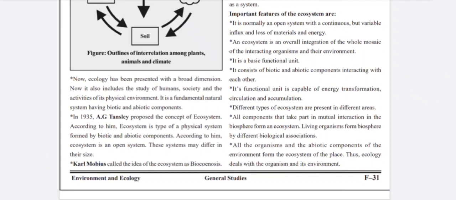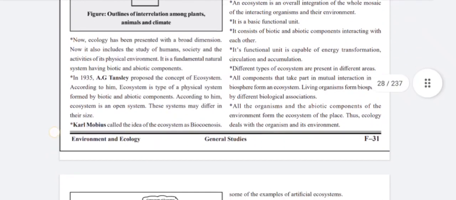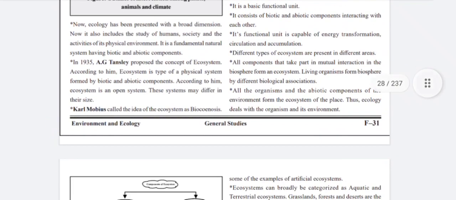Different types of ecosystems are present in different areas. All components that take part in mutual interaction in the biosphere form an ecosystem. Living organisms form the biosphere through different biological associations. All the organisms and the abiotic components of the environment form the ecosystem of the place. Thus, ecology deals with the organism and its environment.